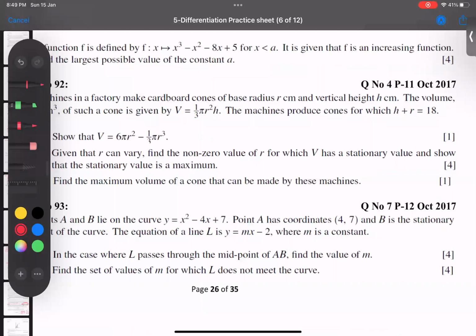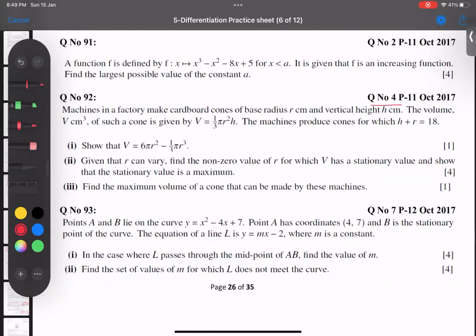The question is from October 2017, variant 11, question number 4, and this is on the topic of differentiation. We can see here that machines in a factory make a cardboard cone of radius R and height H. It mentions the volume formula of a cone, which you know very well. A connection is also given, so use these two links and try to make this one.